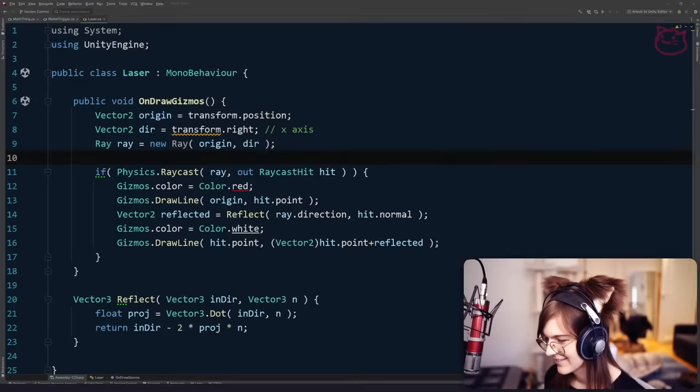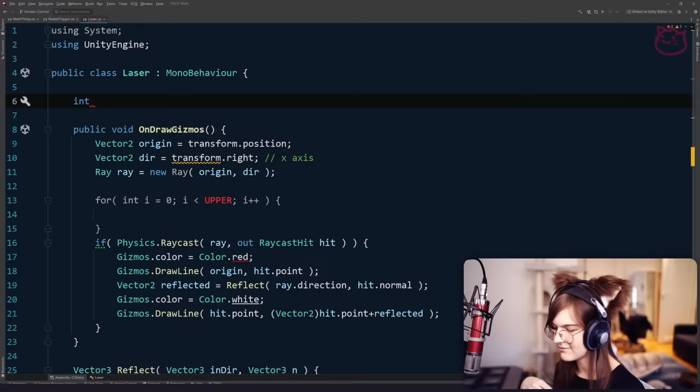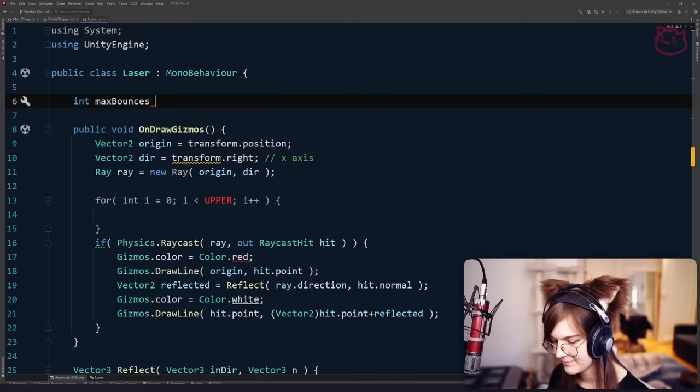All right, so we need to iterate, right? We want this to bounce multiple times. So it's probably good to have some sort of integer for the maximum number of bounces. It's probably a bad idea to make it bounce infinitely until it escapes, because we could lock the entire application and get stuck in a stack overflow. So we don't want to do that. So we're going to set a max number of bounces. We're going to set that to, I don't know, 40.